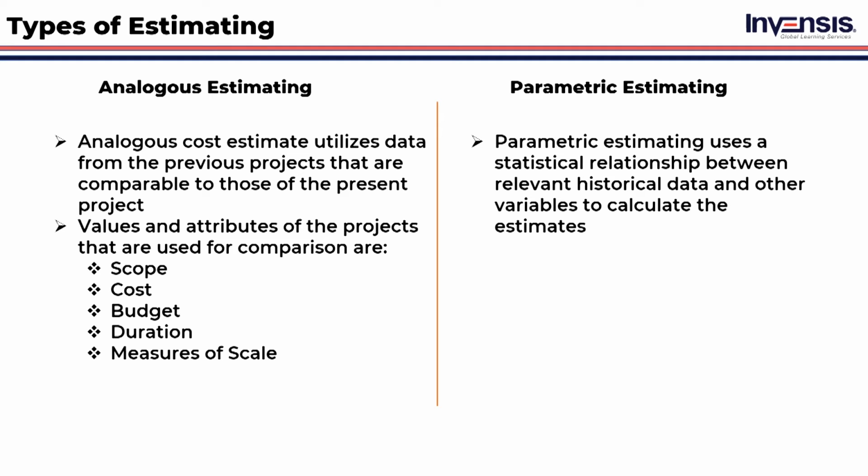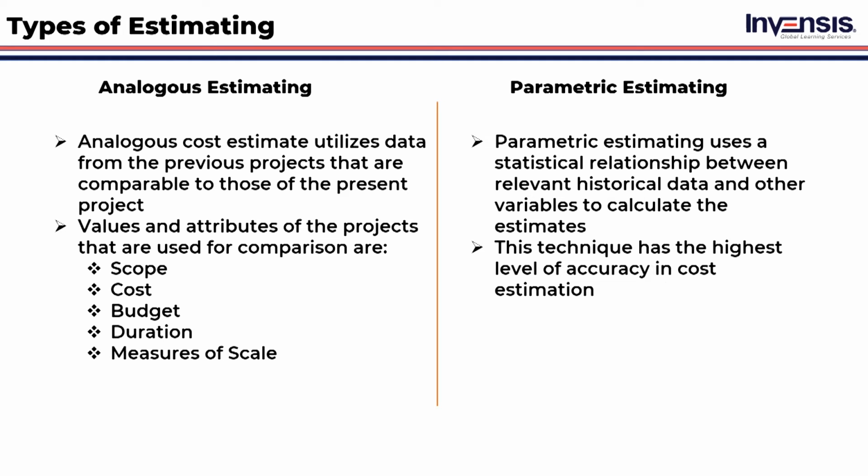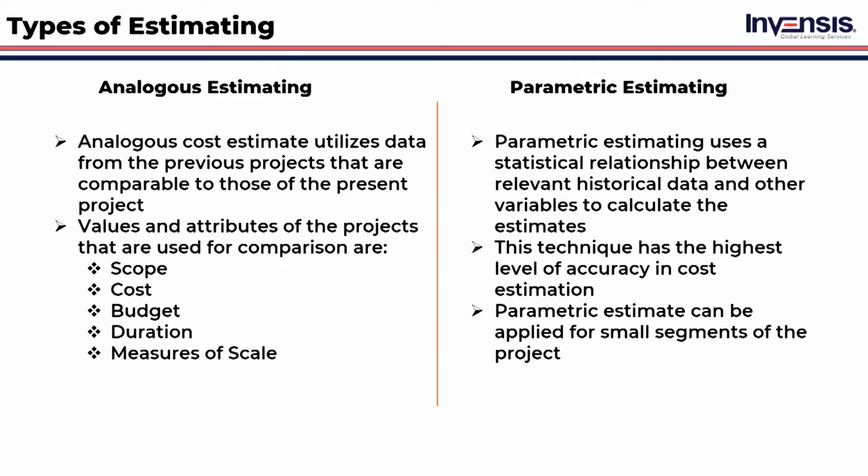Then we have parametric estimating. Parametric estimating uses a statistical relationship between relevant historical data and other variables to calculate the estimates. This technique has the highest level of accuracy in cost estimation. Parametric estimates can be applied to small segments of the project.